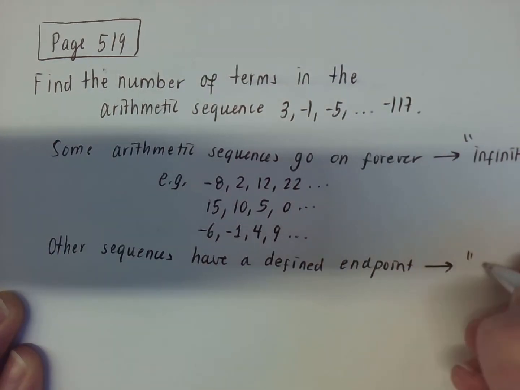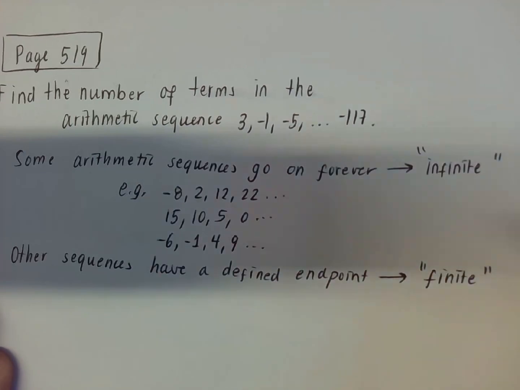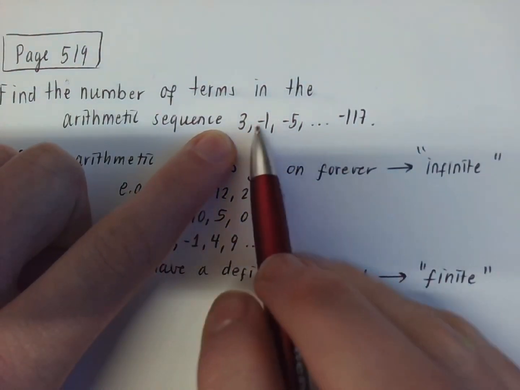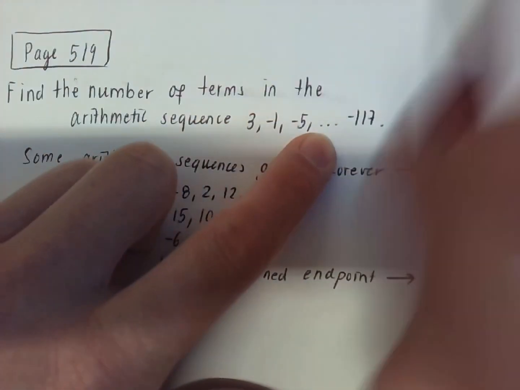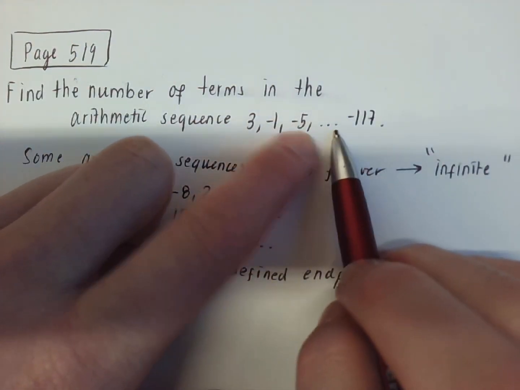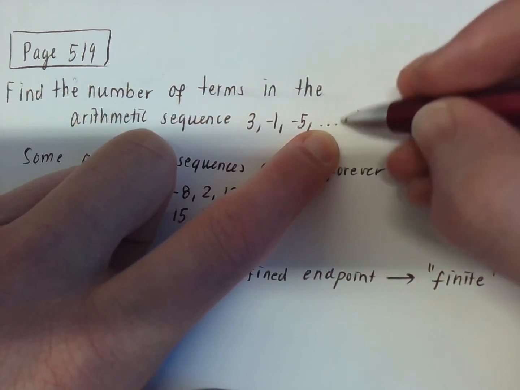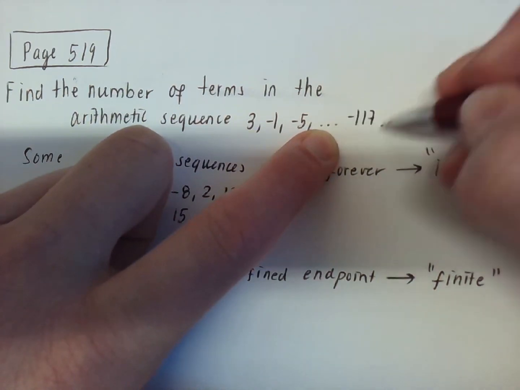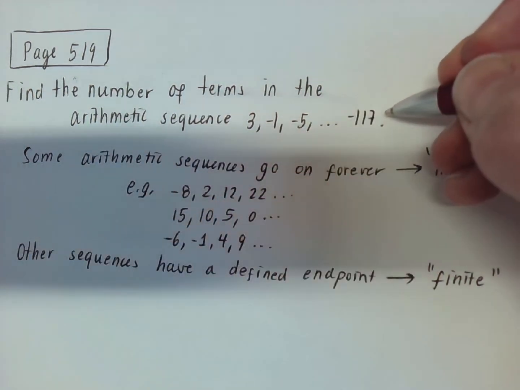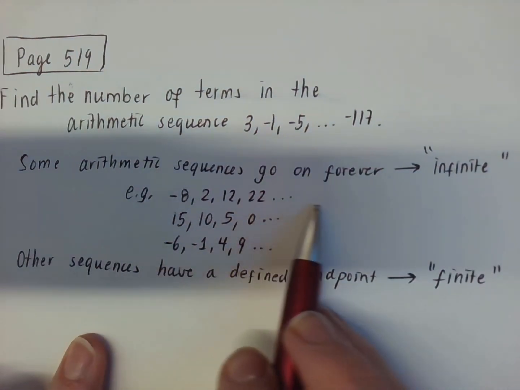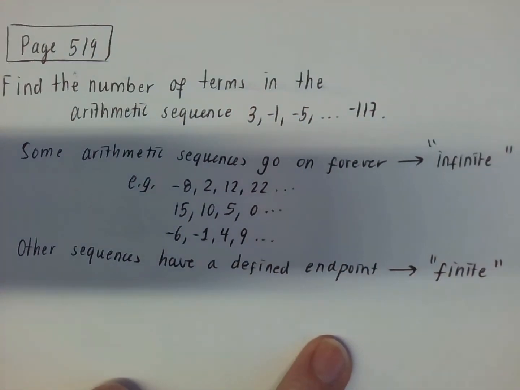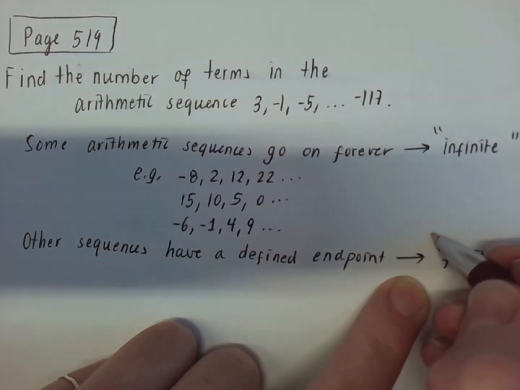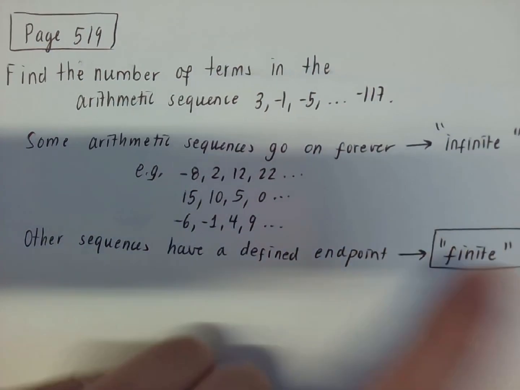These would be called finite sequences. And we can see here, we have a starting point of 3, we have a couple terms, this dot, dot, dot, so the sequence continues, but we have this last value, negative 117. So that tells us it's not just trailing off infinitely. There's a place where this sequence actually ends.